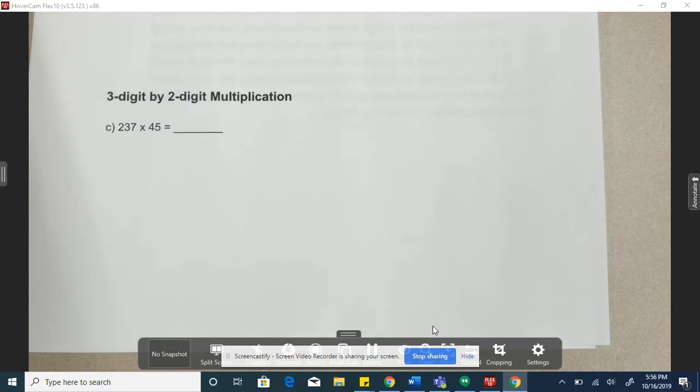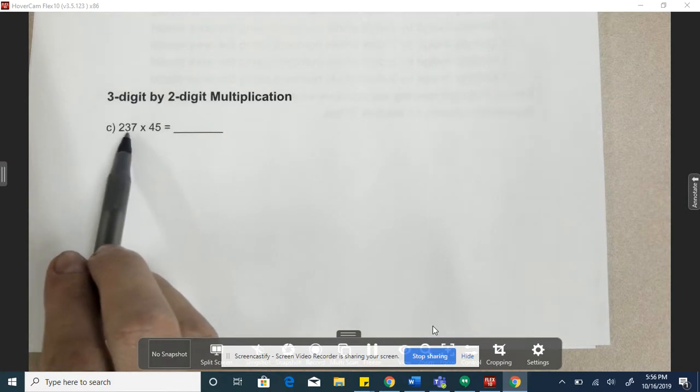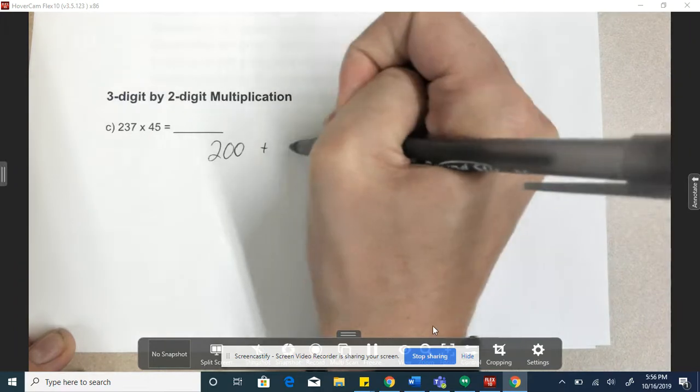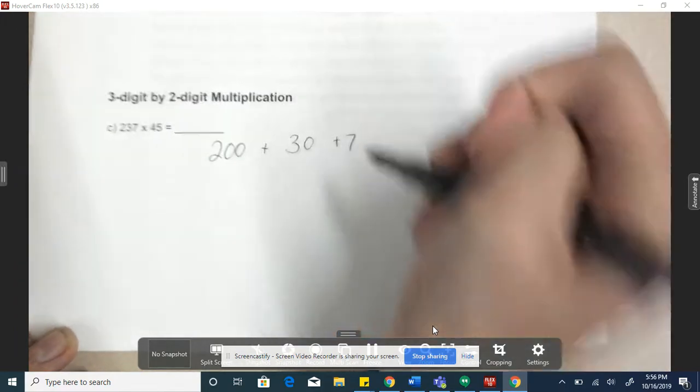Now let's use the area model to multiply 3-digit by 2-digit numbers. We're going to start by writing our first factor, 237, in expanded form. That's 200 plus 30 plus 7.